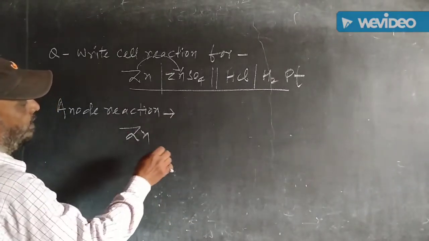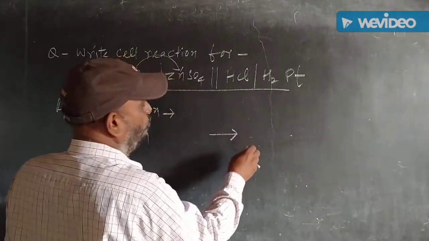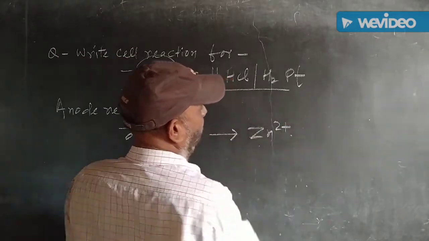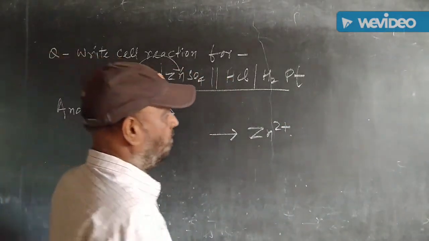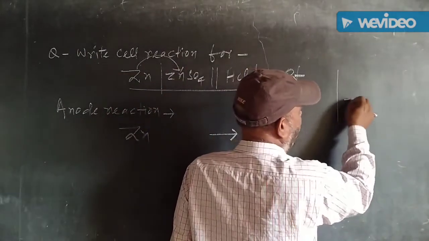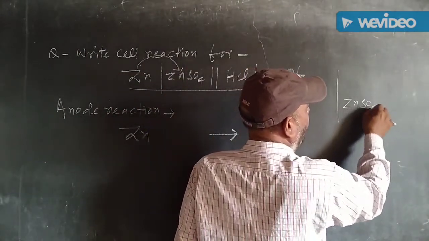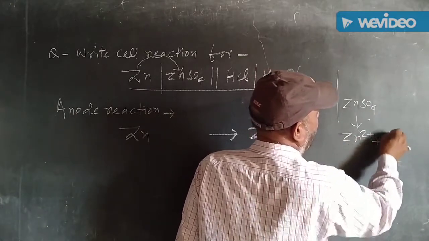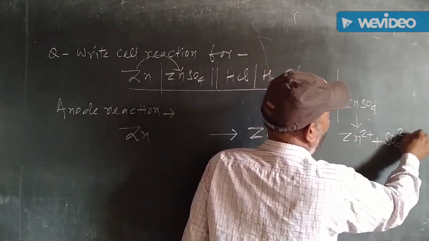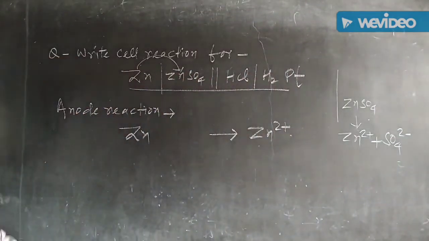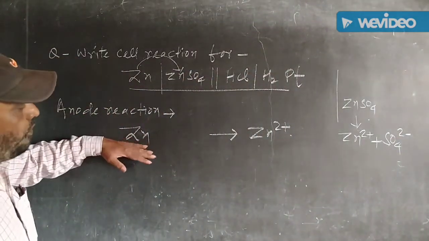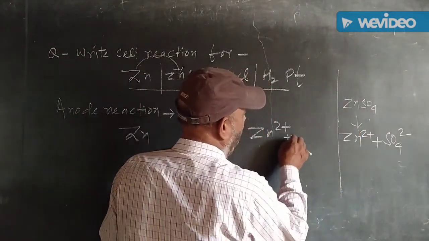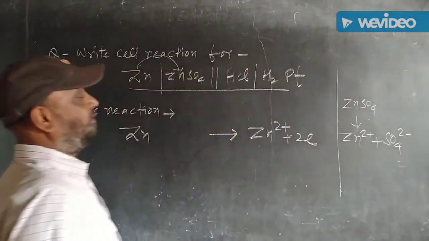That means the anode reaction: Zn changes to Zn2+. Why? Because ZnSO4 can be written as Zn2+ plus SO4 2 minus. So this is the zinc anode reaction, and it is an oxidation reaction.